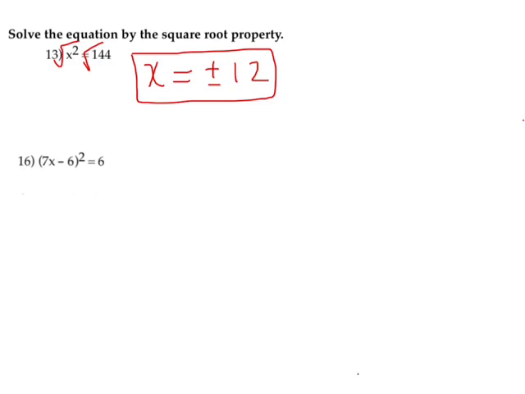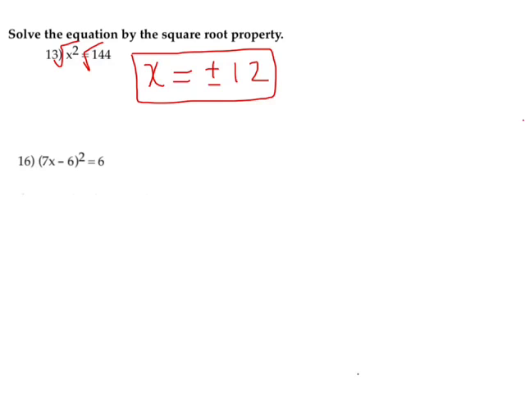However, you have to remember that 12 squared is 144, but so is negative 12 squared. If you multiply negative 12 times negative 12, you get positive 144. So in this case, taking the square root of both sides, we would have x equals plus or minus 12. So this is the answer for this first question here.